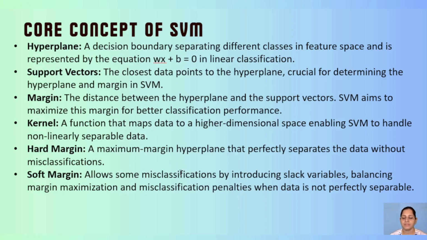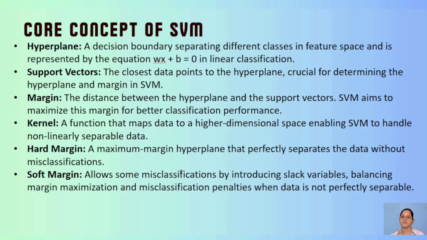Then we have hard margin. Hard margin is again the margin. Margin means what? It's a distance between those two imaginary lines which it is going to create between the data points of different classes. So hard margin is again a margin in the hyperplane. What exactly is it doing? It separates the data without misclassification. That means with hard margin, we will not get misclassification. We will get the correct output according to hard margin.